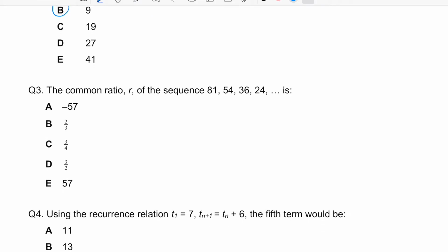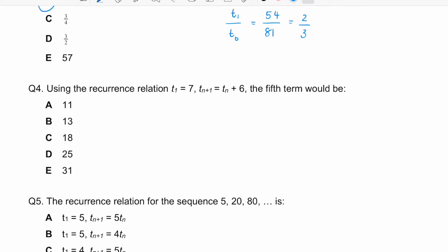Alright, so the next question asks us to find the common ratio of this particular sequence. So remember, with the common ratio, we take the second term and we divide that by the first term. So I'm going to say that's T1 and T0. So that will mean that I do T1 divided by T0, and that will be 54 divided by 81, and that will simplify to 2/3, which will be B.